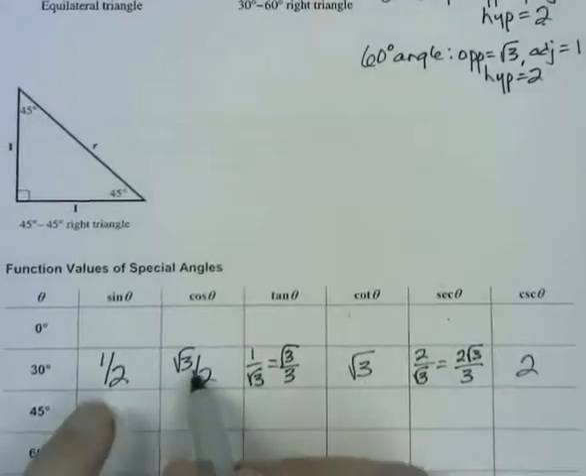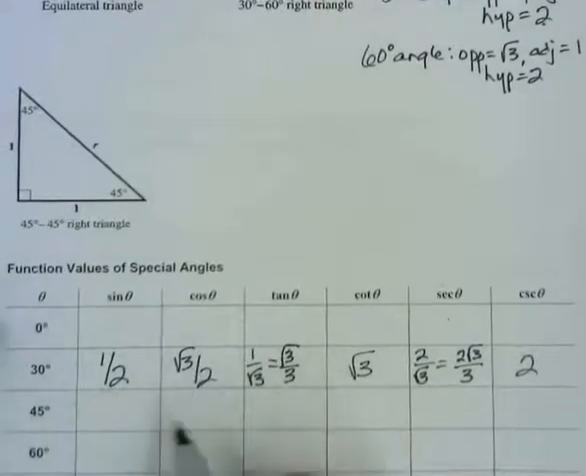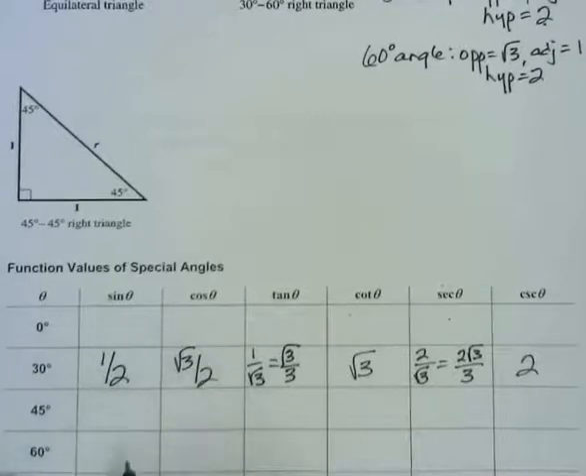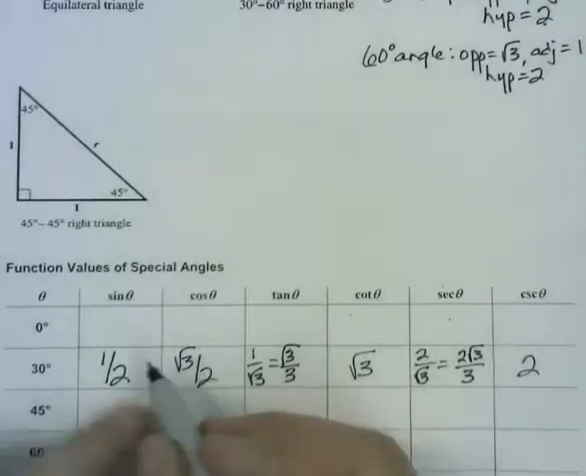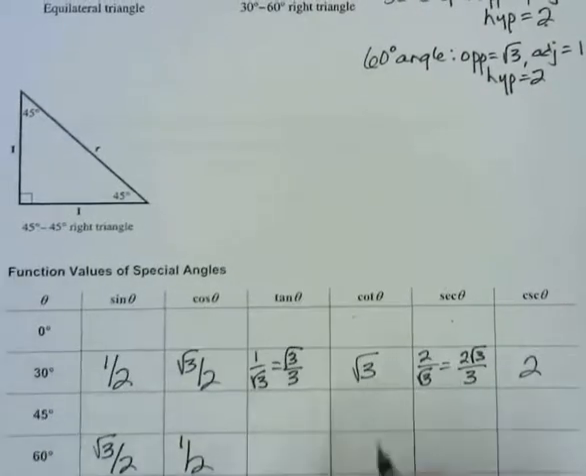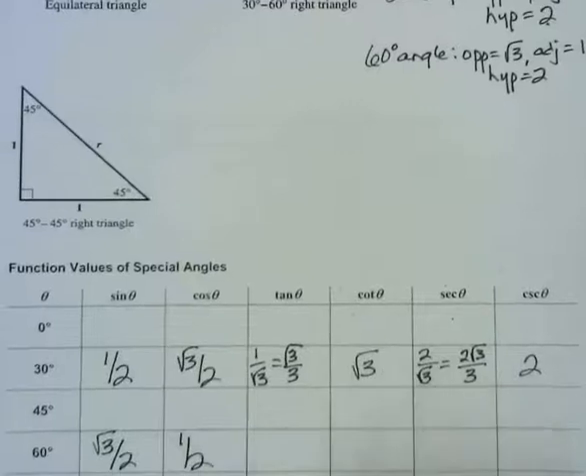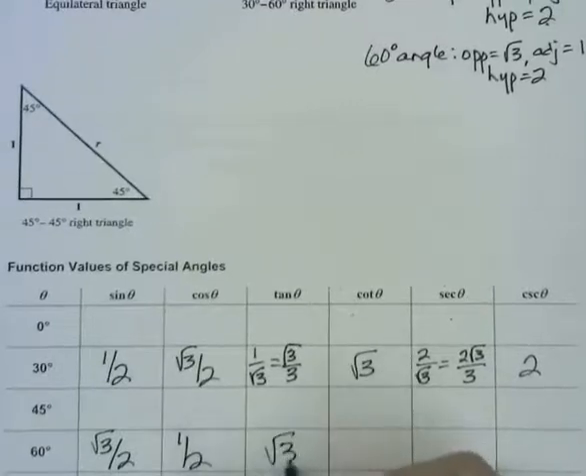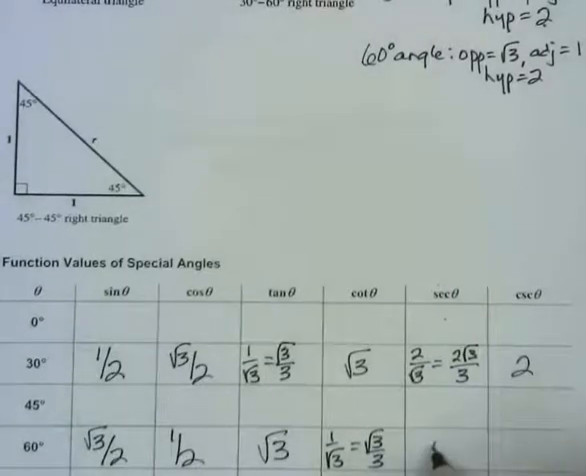And we can also do this by using our cofunctions. So we know 30 and 60 degrees are complementary angles, so that means the sine and cosine are going to switch. The tangent and the cotangent are going to switch. And the secant and the cosecant are going to switch.